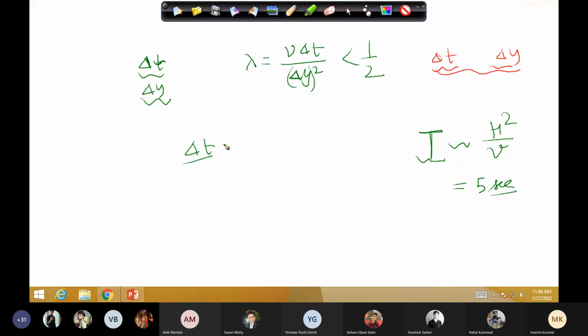So if it is 5 seconds, let's take delta t as 0.01 second. And whatever delta y you want to take, you know delta t, you are going to take 0.01 second, accordingly you take delta y, so that lambda remains less than half and you get convergence for the explicit method. Okay. So just check this time. If you are using water, what is the time scale after which this momentum will roughly reach the top?